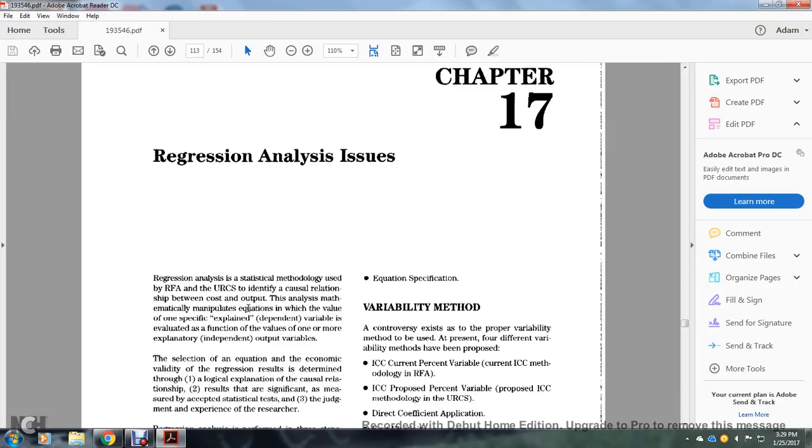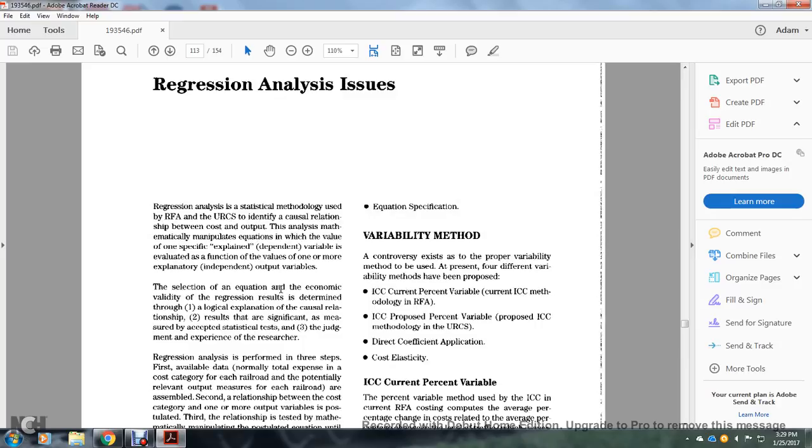The analysis mathematically manipulates the equation and the value of one specific dependent variable is evaluated as a function of the value of one or more explanatory independent output values. The selection of an equation with economic validity was determined through: one, the logical explanation of the causal relationships; two, the relationship with significant measures of the accepted statistical tests; and three, the judgmental experience of the researcher.